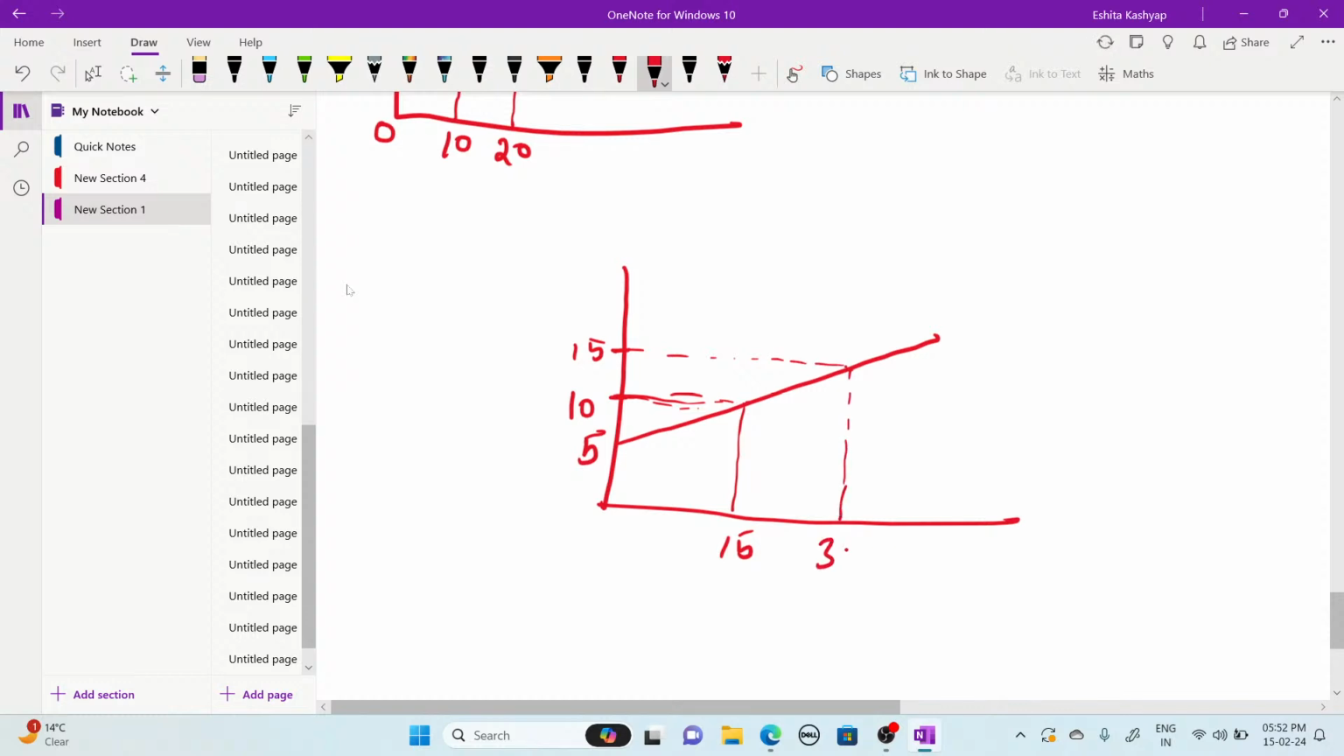Why is there a bigger difference between the market supply schedule and the individual supply schedule? Because this is the summation of the individual supply schedules, that is A and B. That's why we are able to see a huge difference between price and quantity supplied.